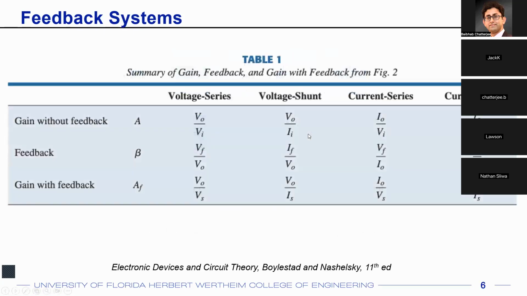Okay. And that's what this table summarizes, that what is A? A is VO over VI for voltage series. For the feedback network, it's VF over VO. And for the gain of the entire network, it's VO over VS.